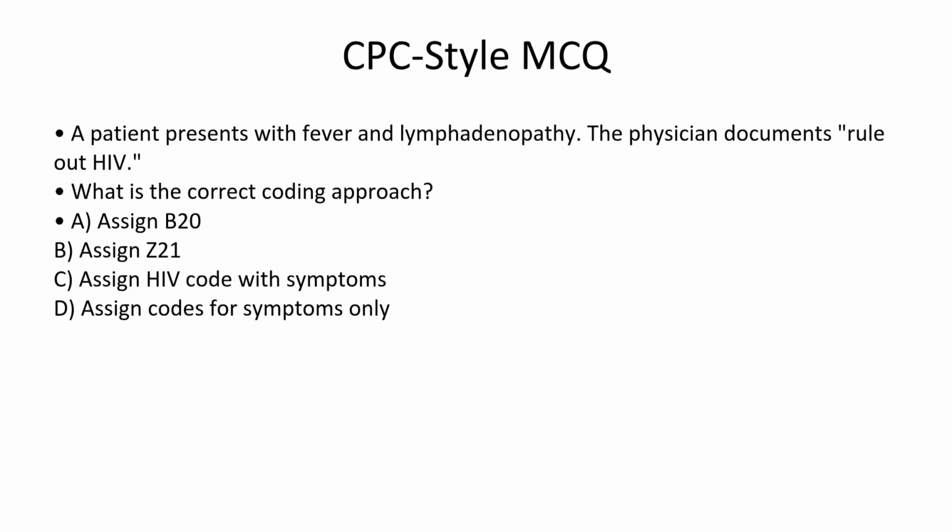In this question, the physician has documented rule out HIV, which means the diagnosis is not confirmed. According to guidelines, we should not assign any HIV codes in this situation. Instead, we code the symptoms such as fever and lymphadenopathy. So the correct answer is option D, assign codes for symptoms only. Options A and B are incorrect because HIV is not confirmed. Option C is also incorrect because HIV codes should not be used at all.